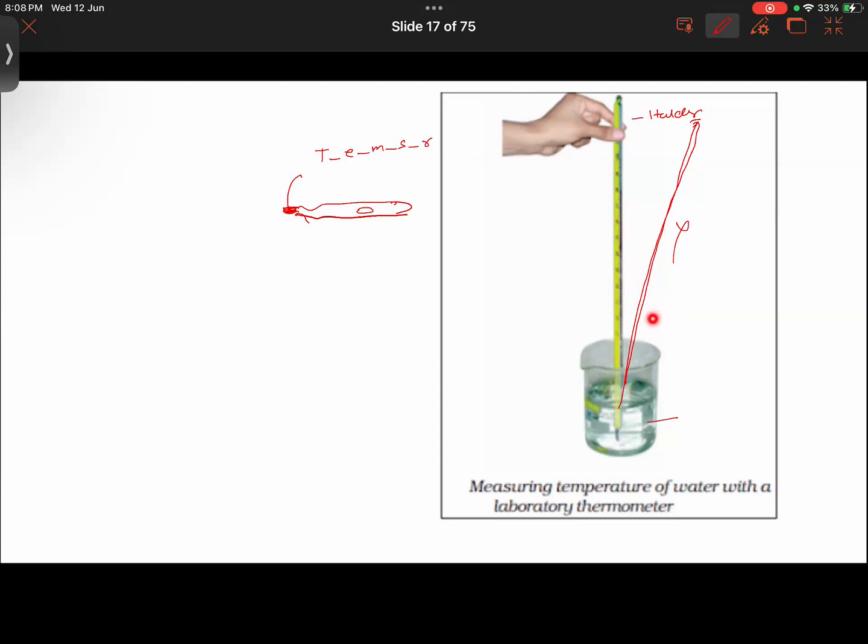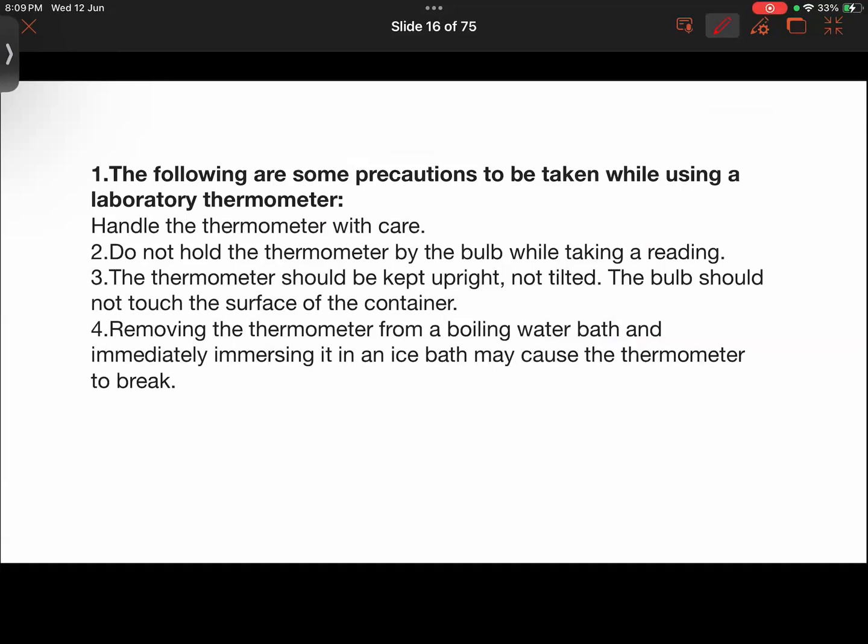Okay? And do not hold the thermometer by the bulb. Obviously, you won't be holding this part. You'll be holding the opposite part either by your hand, or by a holder. And handle it with care, because if it is hit against a hard surface, against a hard object, it might break. Okay. So now you guys tell me.